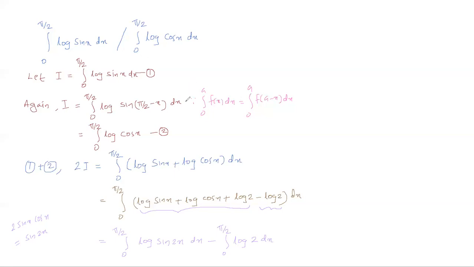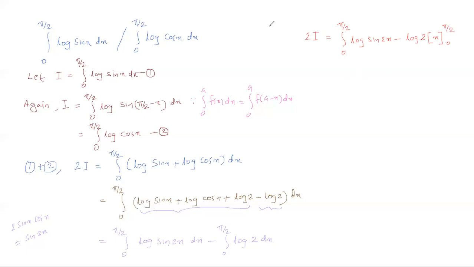So now what you got is 2I is equal to integral 0 to pi by 2 log sin 2x minus log 2 is a constant. If you integrate that, log 2 is a constant, the remaining integral of 1 is x, from 0 to pi by 2.